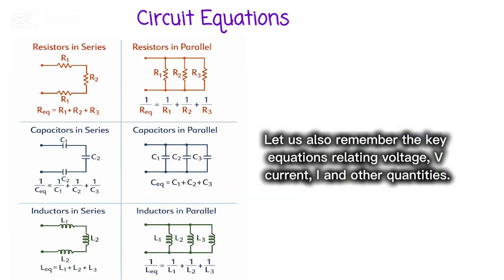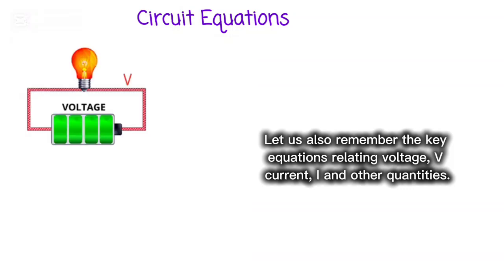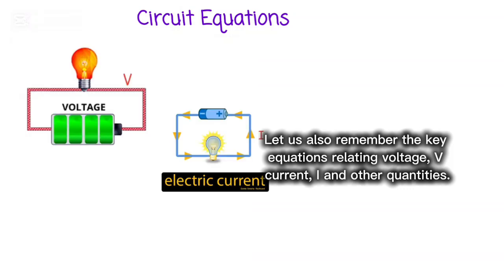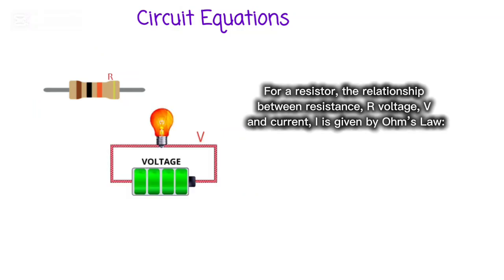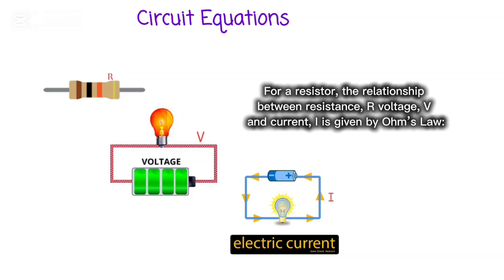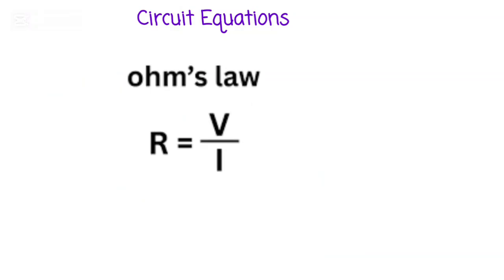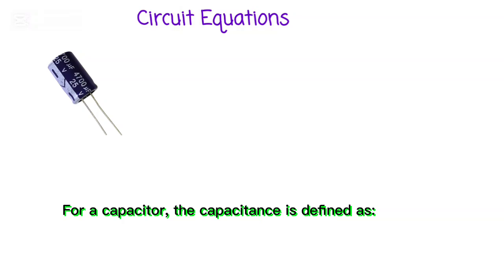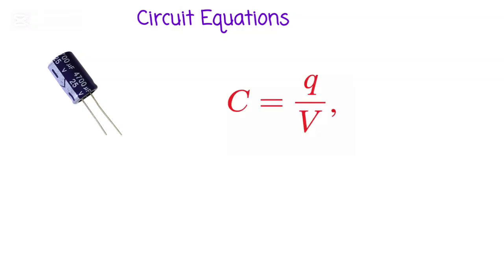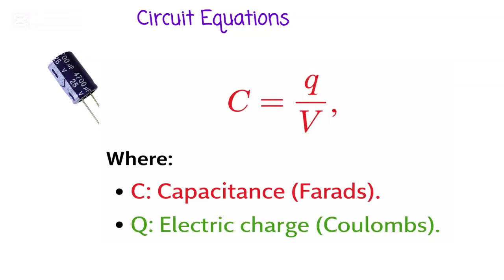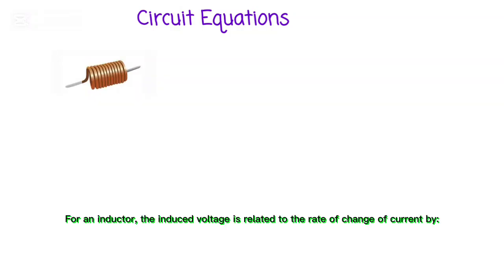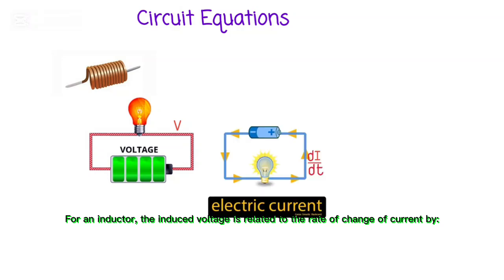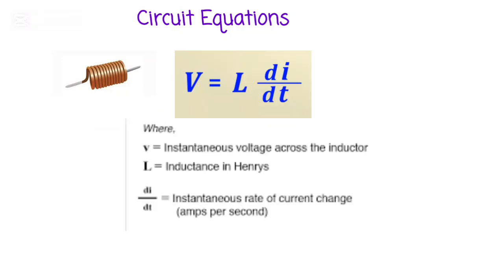Let us also remember the key equations relating voltage, V, current, I, and other quantities. For a resistor, the relationship between resistance R, voltage V, and current I is given by Ohm's law. R is equal to V over I. For a capacitor, the capacitance is defined as C is equal to Q over V, where Q is the electric charge and V is the voltage. For an inductor, the induced voltage is related to the rate of change of current by V is equal to L dI by dt.